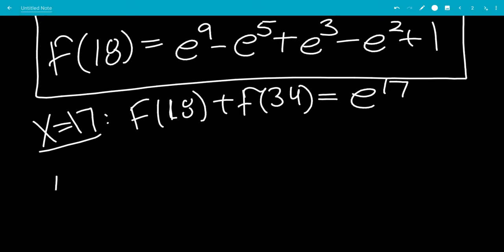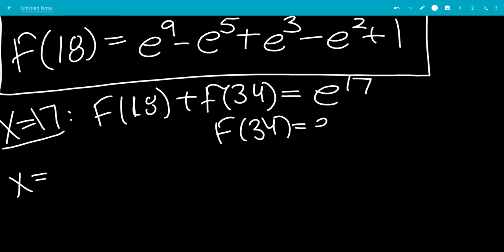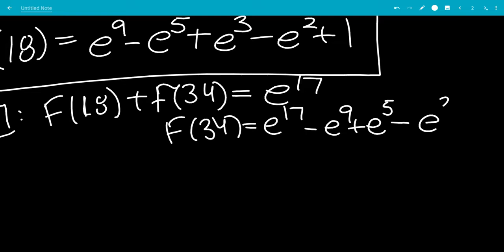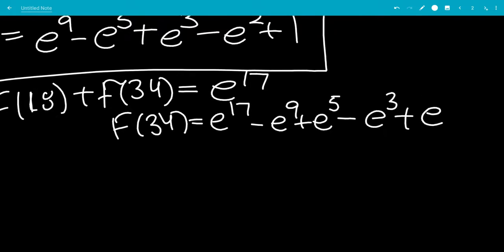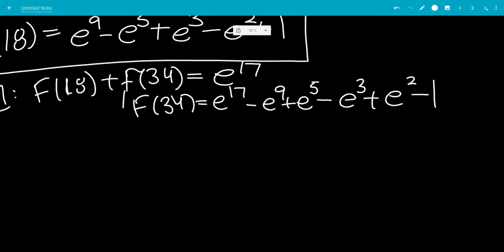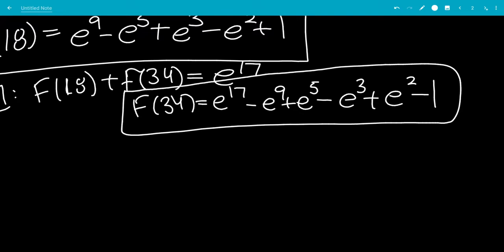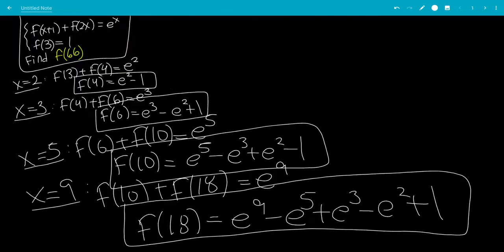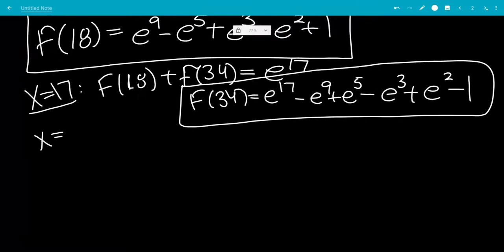So now f(34) will be e to the 17 minus this value above, which is minus e to the 9 plus e to the 5th minus e cubed plus e squared minus 1. So that's what we get for f(34). Initially we're looking for f(66), so we're one more step away.